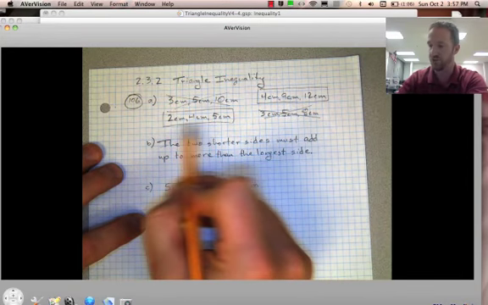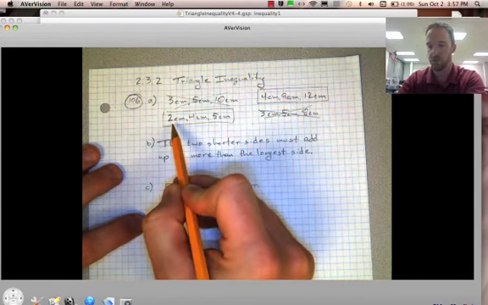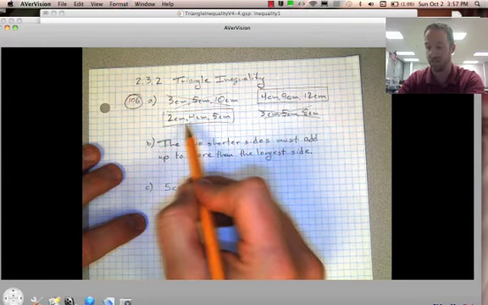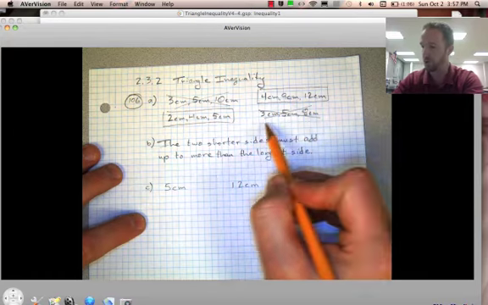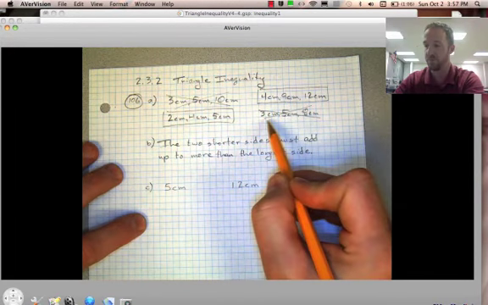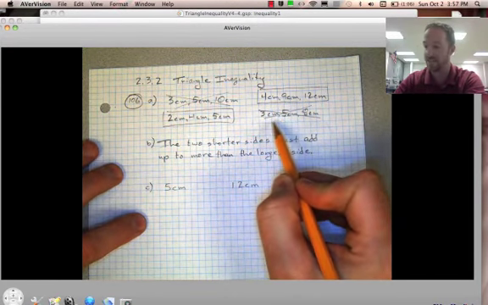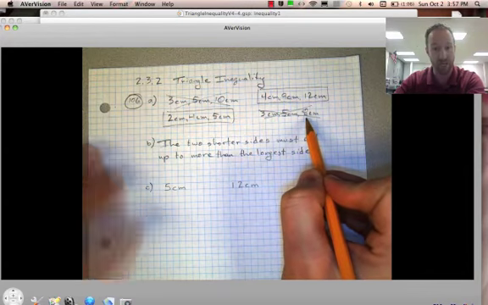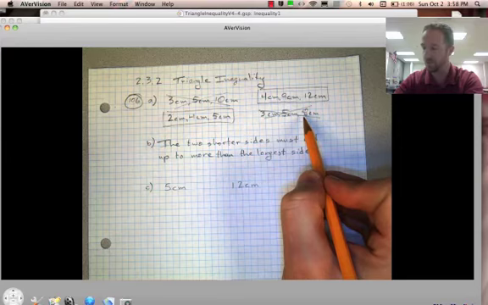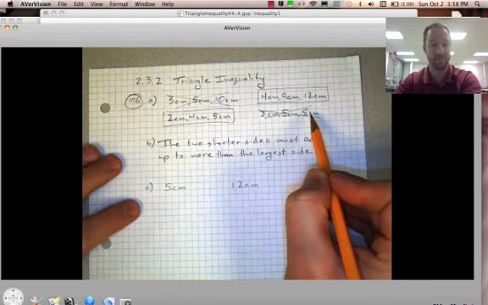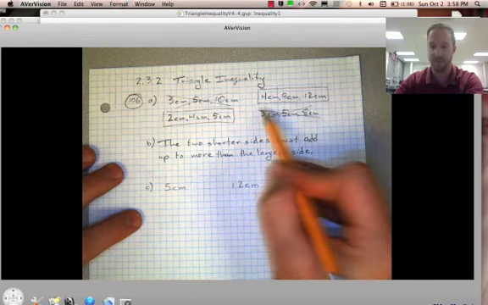The two shorter ones here are 2 and 4. 2 plus 4 is 6, and 6 is bigger than 5. So this one will work. The two shorter ones here were 3 and 5. 3 plus 5 is 8, and 8 is not bigger than 8. 8 is equal to 8, but it has to be bigger. Not equal to, but bigger. So 3 plus 5 again is 8. 8 is not bigger than 8, so this one did not work.